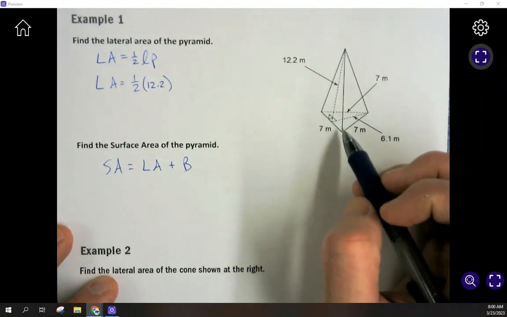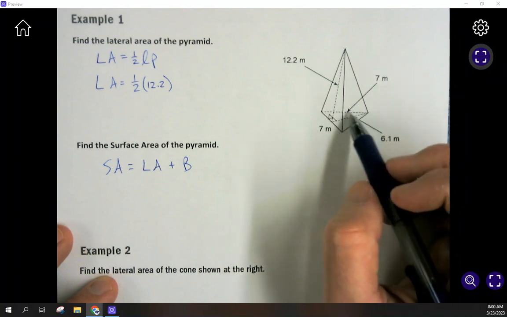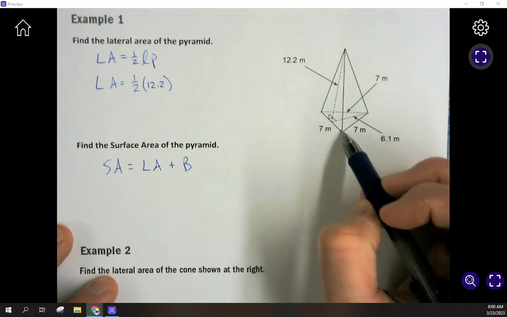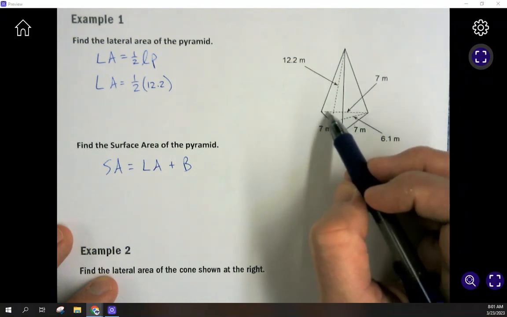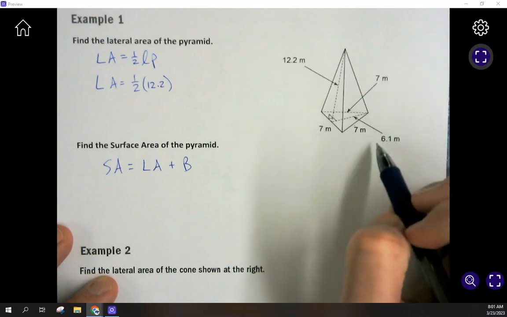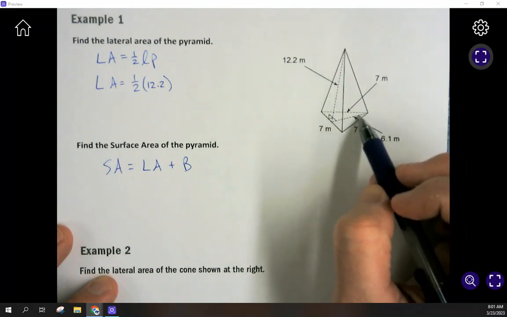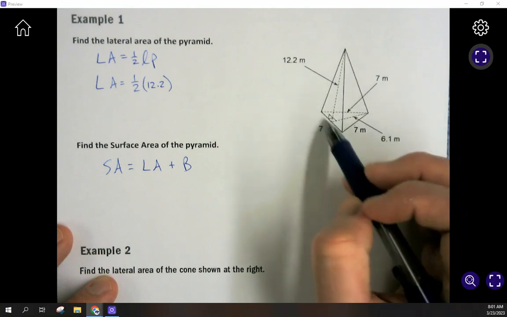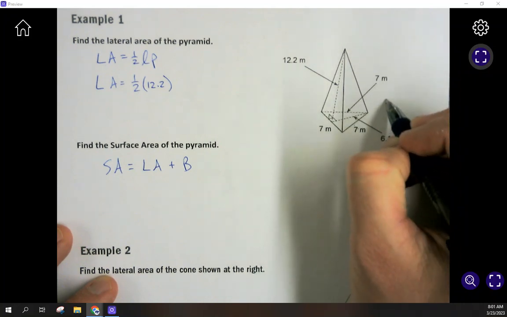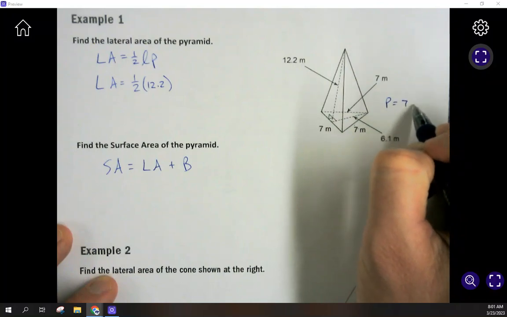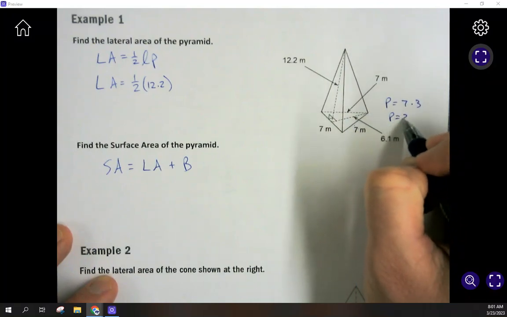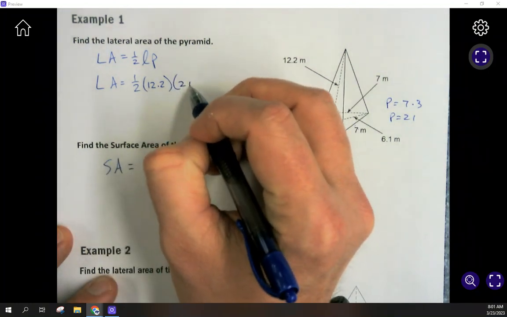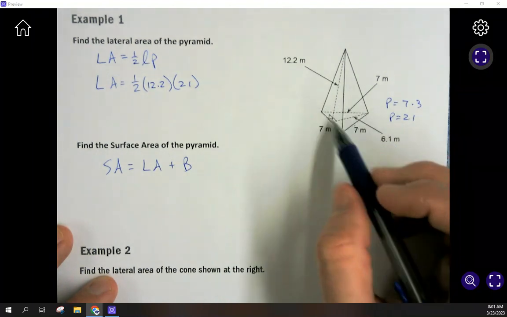Now we're looking at regular pyramids, so all of these sides are always going to be the same. That is labeled here for you. We have 7, we have 7, and we have 7. Those are the 3 edges of the base. This 6.1 is the height of the triangle that is the base, so we're not using that right now. All 3 sides are 7, 7, 7. So perimeter is going to be 7 times 3, which is 21, if you want to note where this number is going to come from. So perimeter is 21. That's of the base.